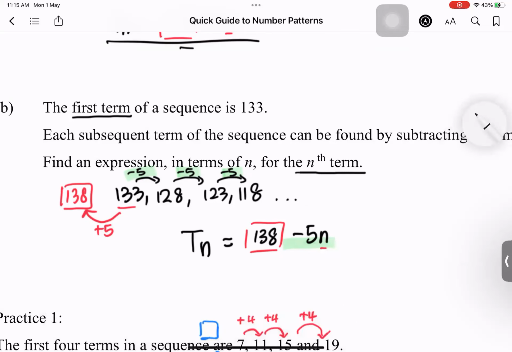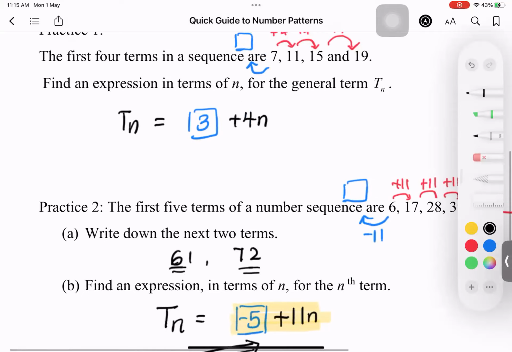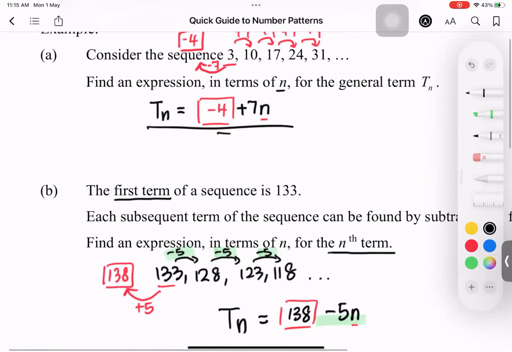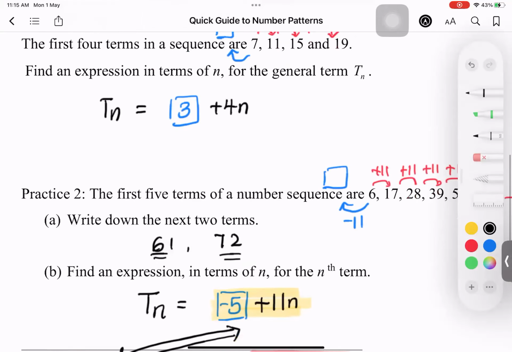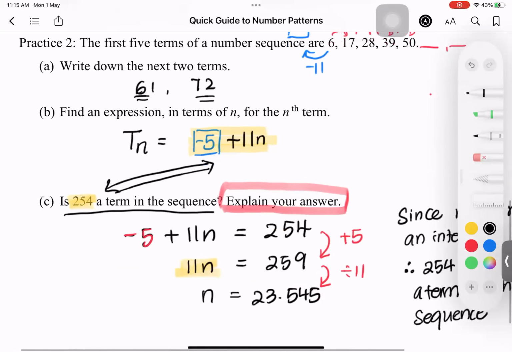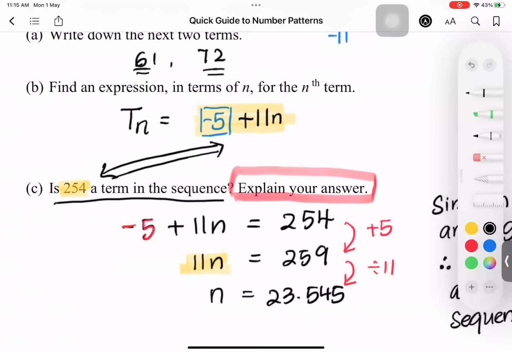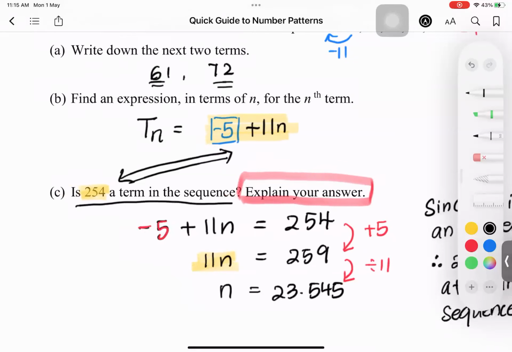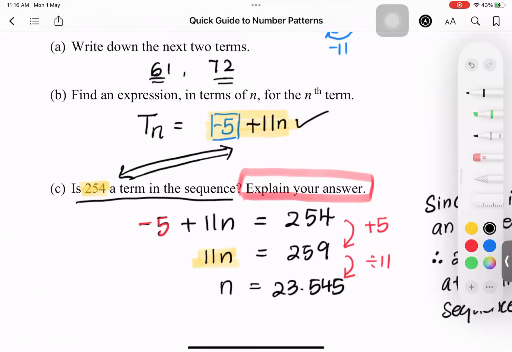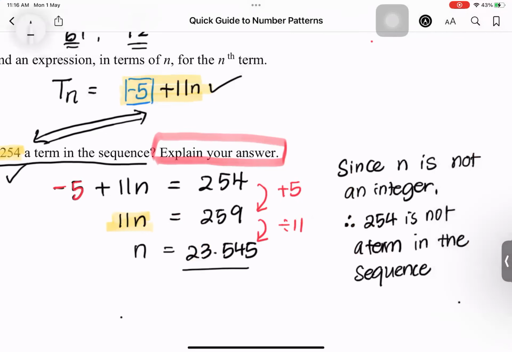Good. Okay, so for the second part, these two terms are similar to the practice over here. You go home and practice on your own later. But this part I just need to highlight a bit. Is this a term in the sequence? Take the formula over here, equate it to the number 254 and solve for n. If n is an integer, meaning a whole number, it is a term in the sequence.